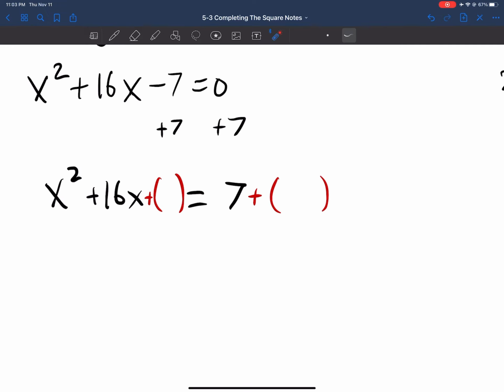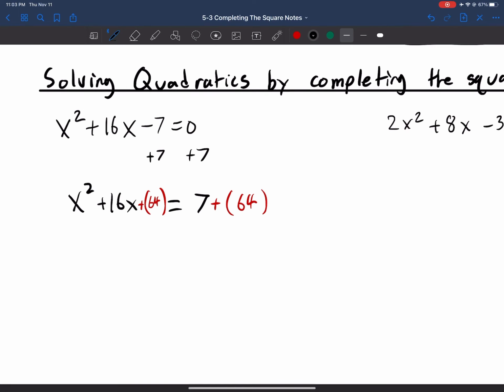So we need to know what's the last term that makes this a perfect square trinomial. It's the middle term halved and squared. So 16, halve it and square it, is 8 squared, or 64. So if we add 64 to one side, we must add it to the other, and we get a perfect square trinomial, which is x, and then 64 becomes an 8. We write it squared, and this equals 64 plus 7 is 71.